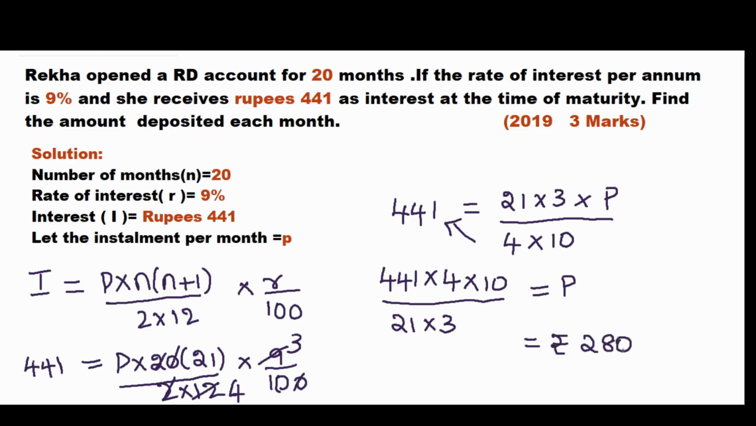Therefore, the amount deposited each month was 280 rupees. So, writing the formula along with the correct substitution will land 1 mark, and writing this part with the correct substitution will get 1 more mark, and writing the answer with the appropriate units will be awarded 1 more mark. So therefore you get 3 marks here: 1 mark for writing the formula with the correct substitution, next for the calculation part, and next for the answer with the appropriate unit.